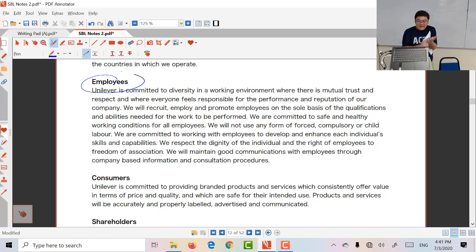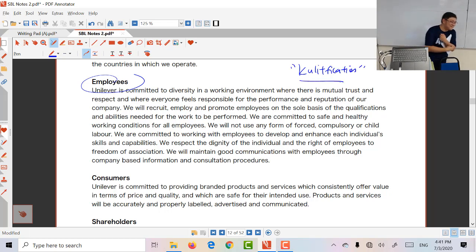So they say diversity, respect. Now, read on. We recruit, employ, promote on the sole basis of qualification, abilities. So we don't promote you just because you are what color? Okay, that's why we always joke, right? Malaysia like to use qualification and not qualification. Sorry, you may not understand. Kulit means skin. Malay word for skin. So they use qualification, not qualification. Okay? So your skin color determines your capability to be promoted. Which, again, if you deny, but you can see the fact is happening.